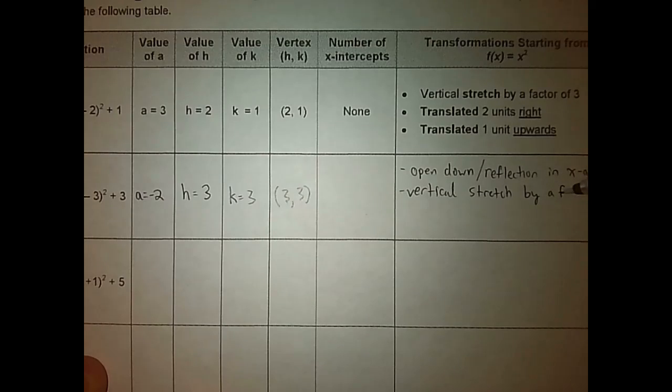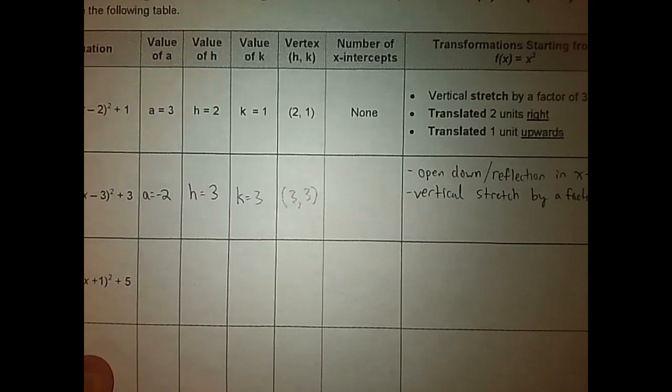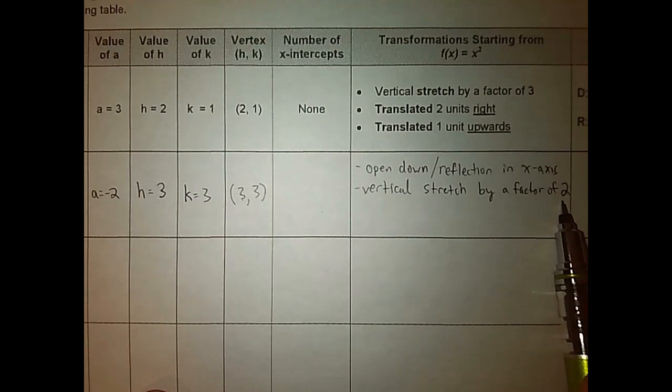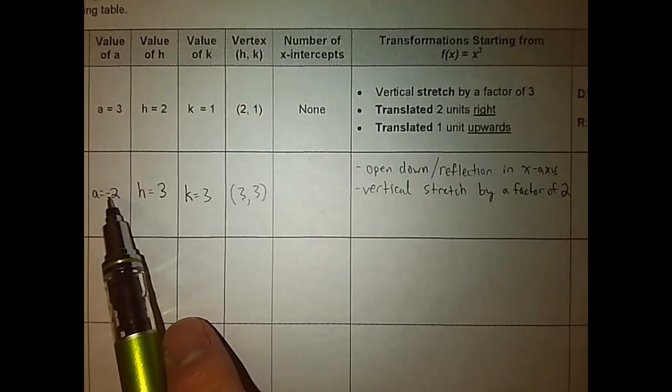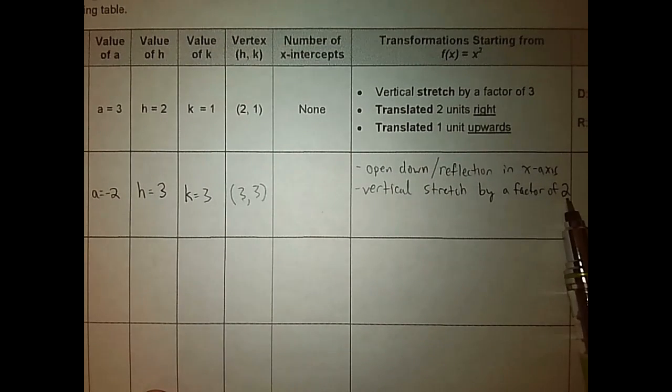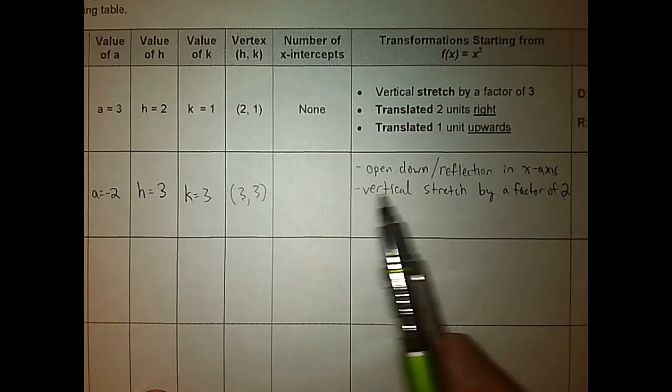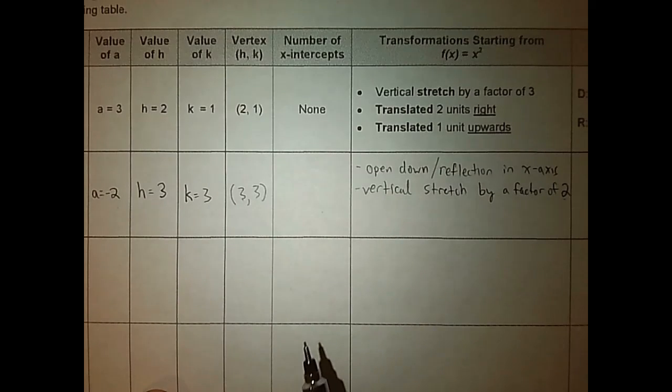By a factor of 2. Sorry, 2, because our a value is 2. So I know the negative is there, but it's a vertical stretch by a factor of just the number. The negative means that the parabola opens down.